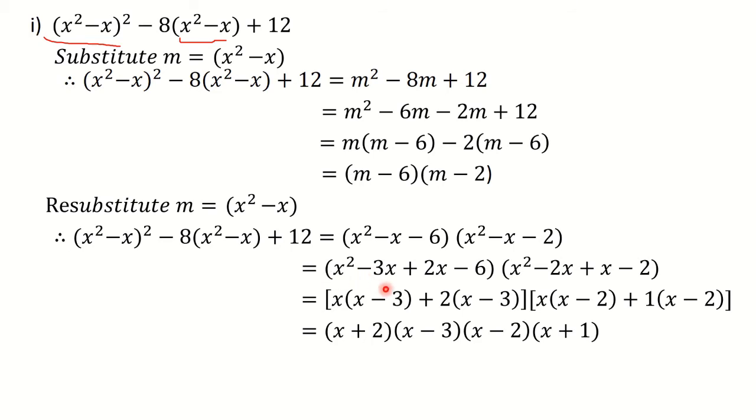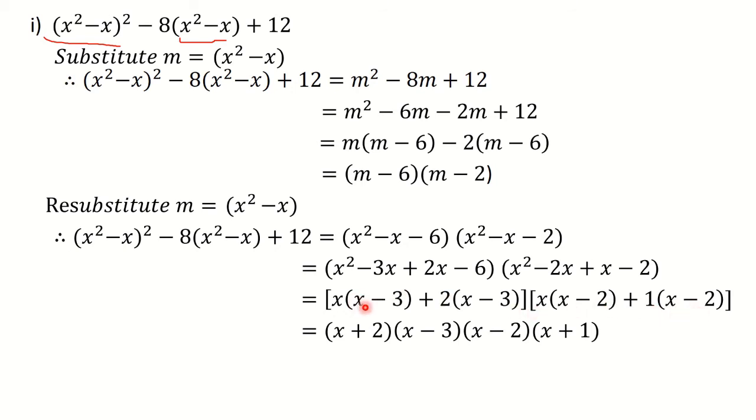Then the next step is to take out common from here and here, similarly from here and here. So here you can see x is common. Inside the bracket you got x minus 3. Here you can see plus 2 is common. So inside the bracket you got x minus 3. Here you can see x is common. Inside the bracket x minus 2. And here nothing is in common. So in that case we take plus 1 as common. So we have taken out common.